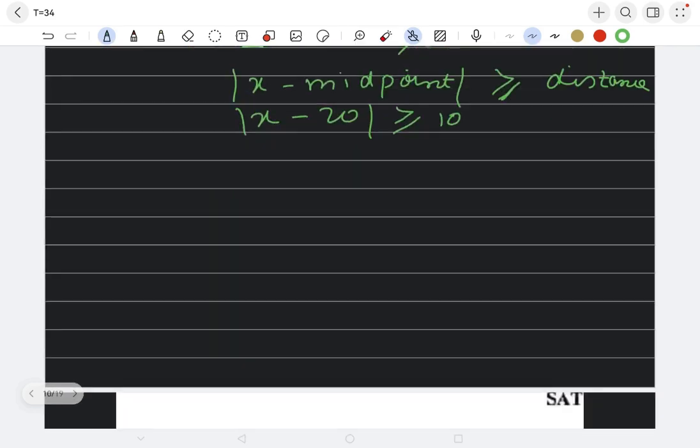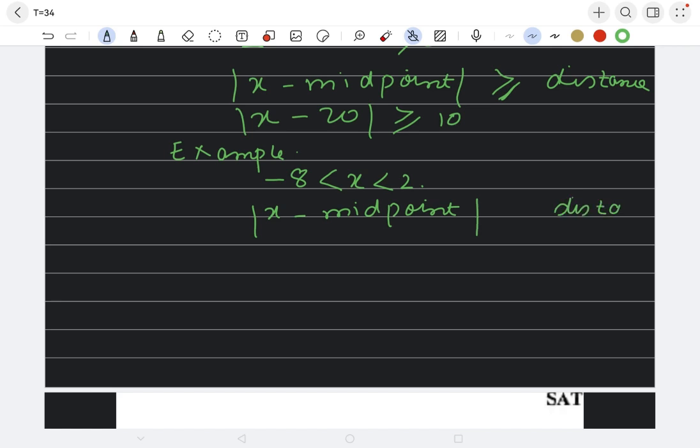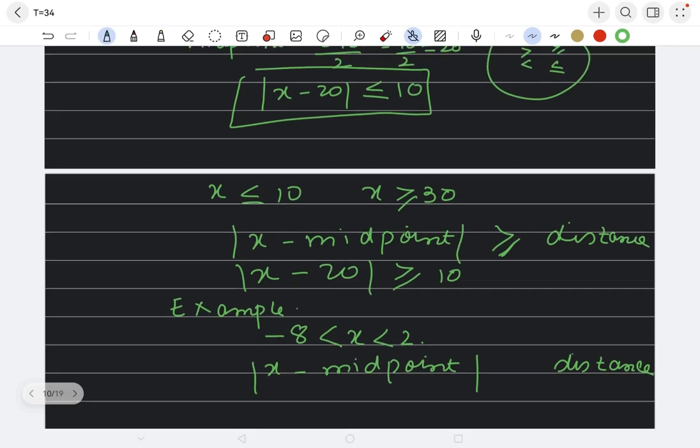For example, let me add one more example here. That is, if they give us the interval minus 8 less than x less than 2. Again, my formula is x minus midpoint, and what comes here? Distance comes here. And which sign do I have to put in the middle? It depends on the property.